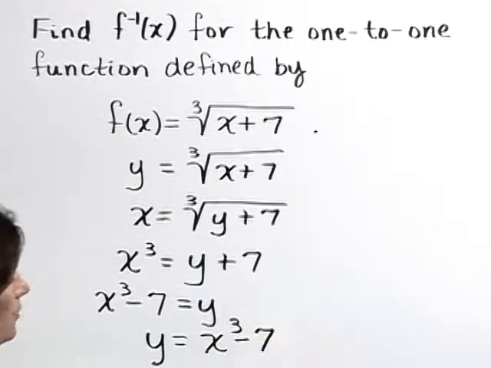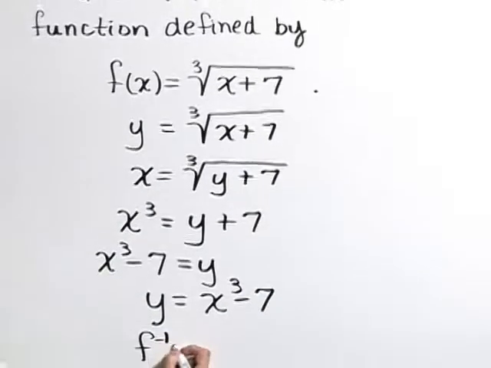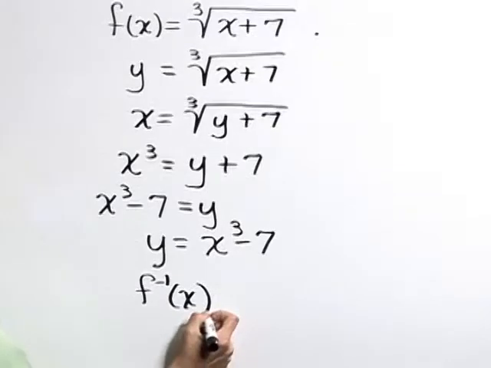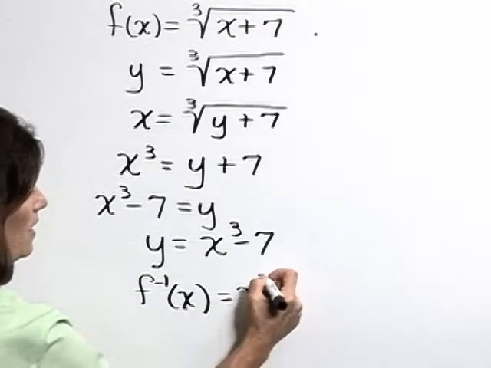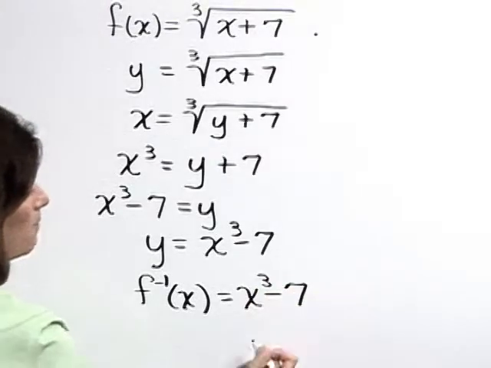Just reads easier. As a last step, let's replace y with f inverse. Therefore, the inverse of the function, the cubed root of x plus 7, is x to the third minus 7.